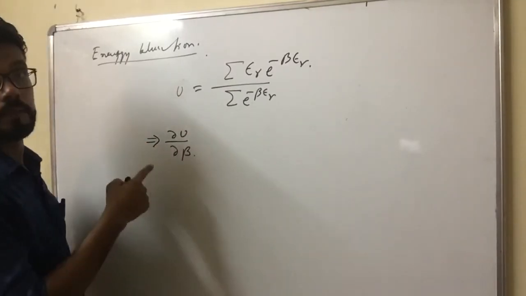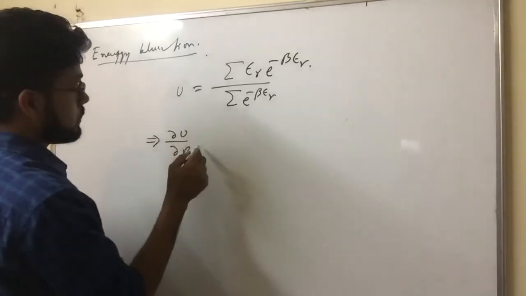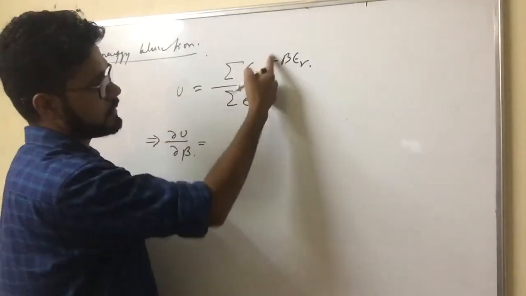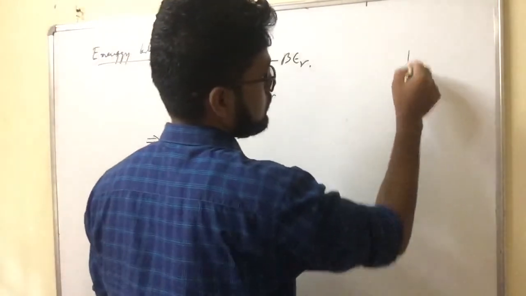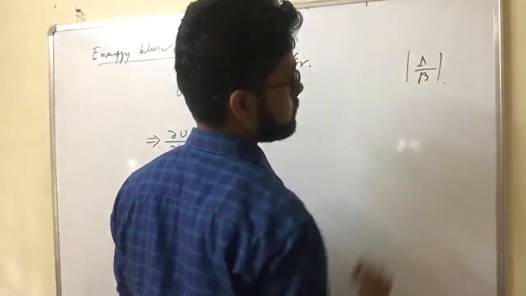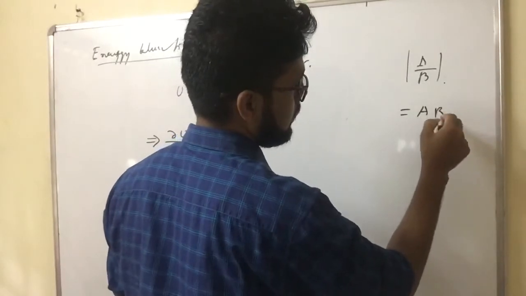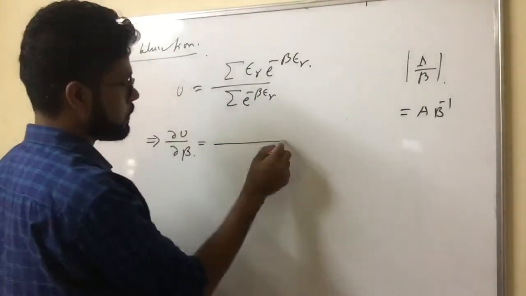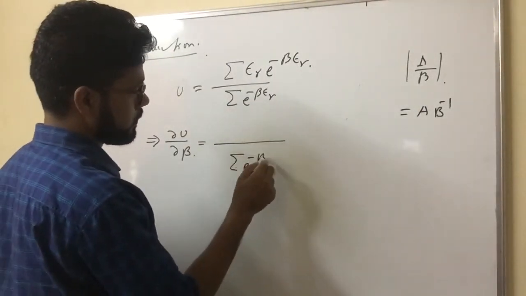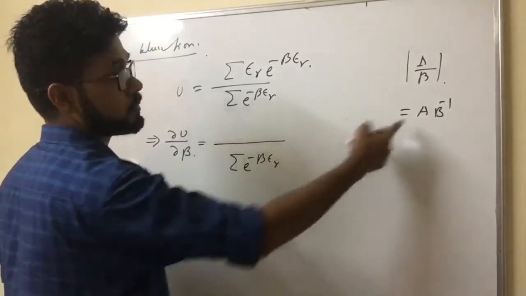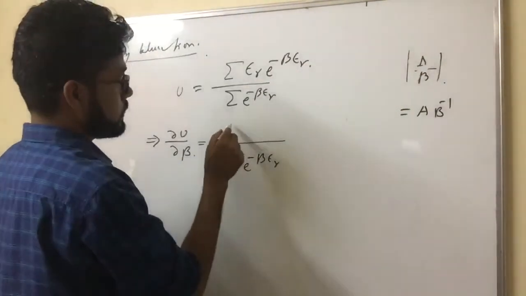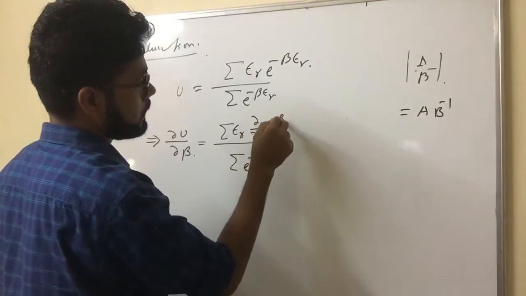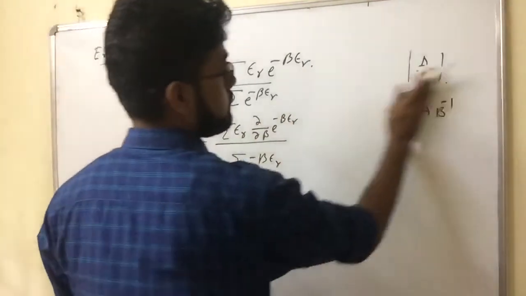This is given in an exam. Why I am doing this, I will tell you later. So this will equal the derivative. This is the first term with respect to beta. This is a constant term. It is in a by b form, or you can write it like a beta inverse. Then take the derivative. I am taking the derivative of the beta part. ER is constant, so it will come out as the derivative of e to the power minus beta ER. Is it okay?